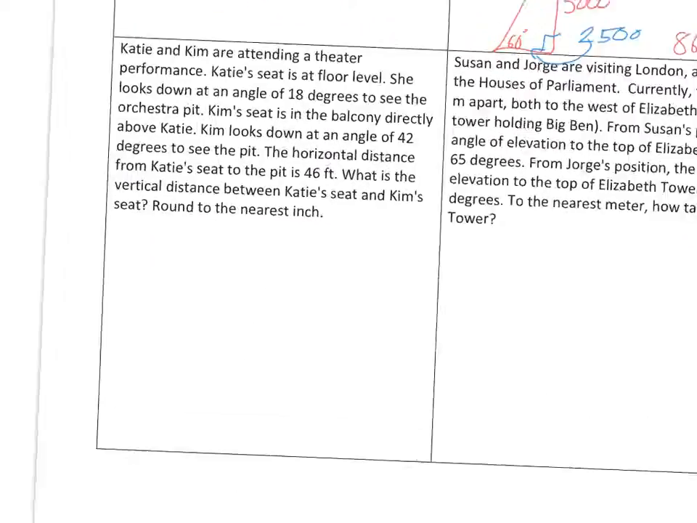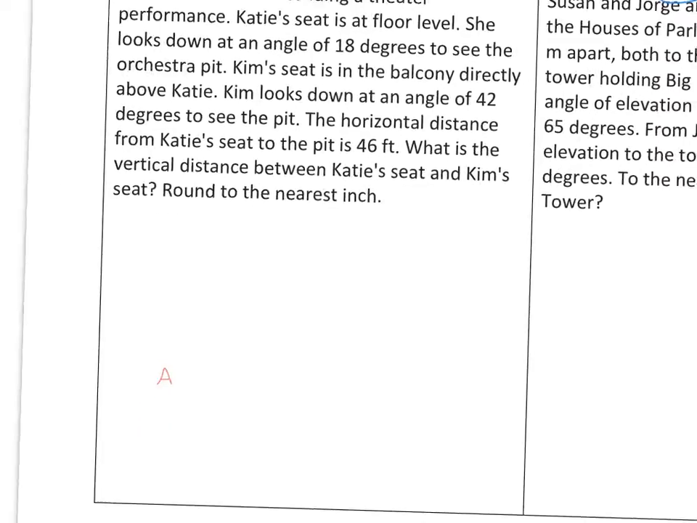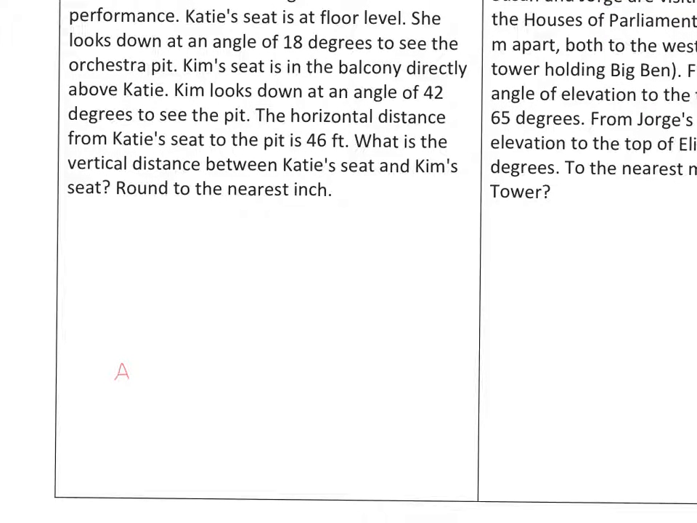Next up, we're going to a theater. We've got Katie on the floor level. I'm going to say Katie is A. She looks down at an angle of 18 degrees to see the orchestra pit. Okay, so the pit's down here. Let's call that P. And that's going to be 18 degrees.